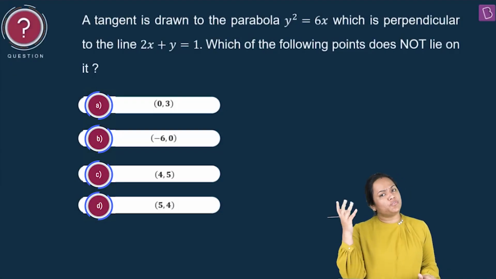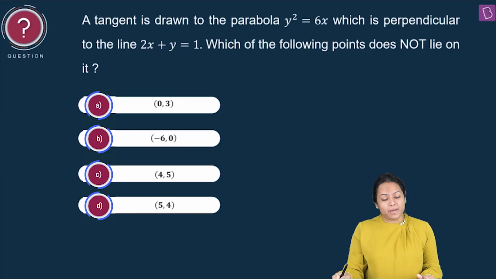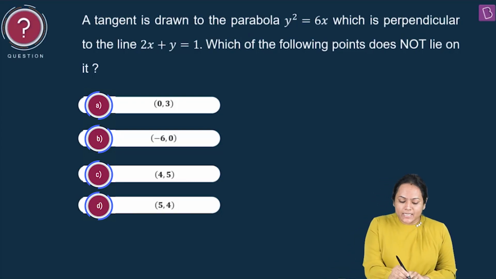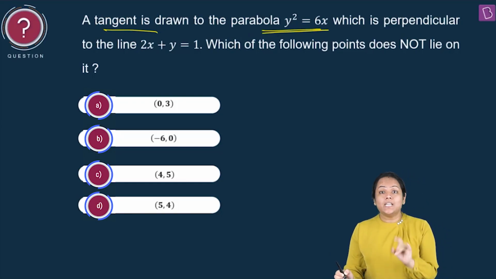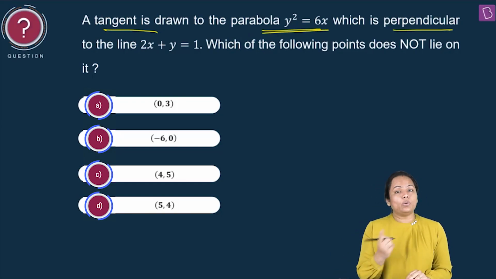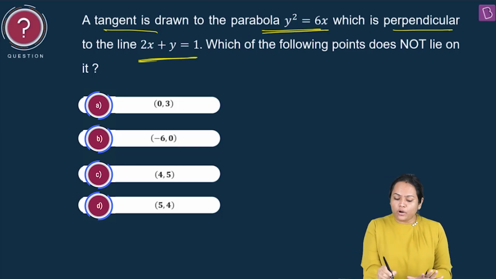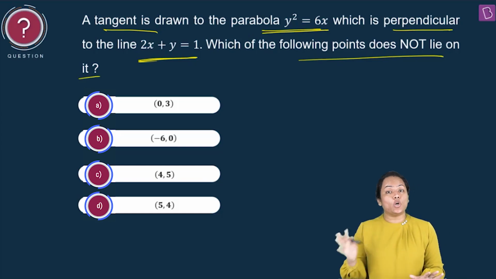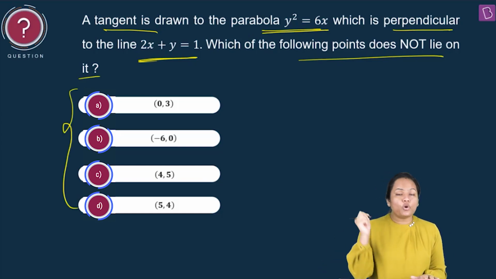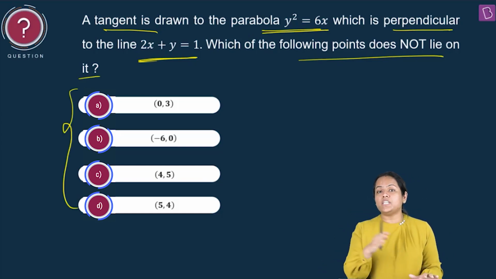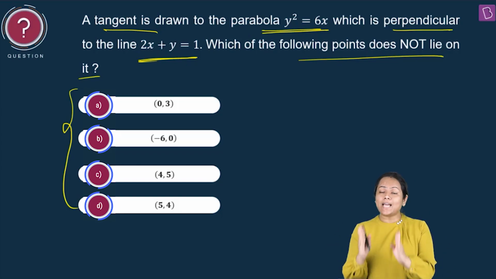Well, next question is from conic sections, and that too from parabola. The question is saying tangent is drawn to the parabola y square is equal to 6x, which is perpendicular to the line 2x plus y is equal to 1. Which of the following points does not lie on it? So they have given us 4 points. I have to check which of these 4 points does not lie on the tangent.